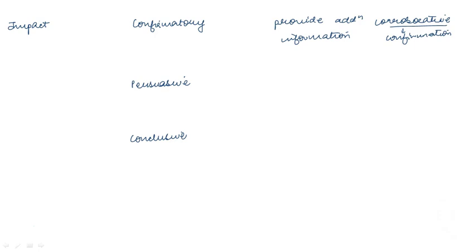But if I talk about the next part, persuasive leads to conclusion by implication. By something which is implied, something which is based on situation, right? Conclusive, they provide complete assurance.